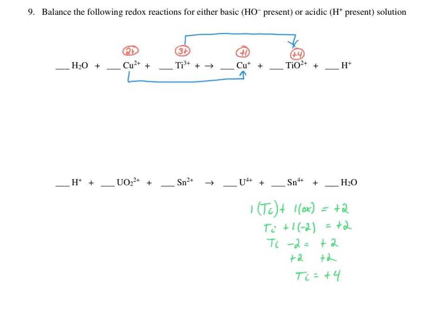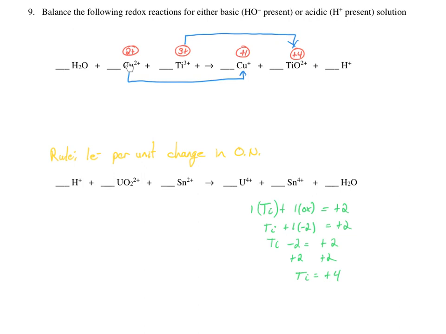Now before we worry about the number of electrons, we make sure that the atoms changing oxidation number are balanced. So 1 copper, 1 copper, 1 titanium, 1 titanium. Now we can go on to worrying about electrons. Our rule is that there's 1 electron involved per unit change in oxidation number.